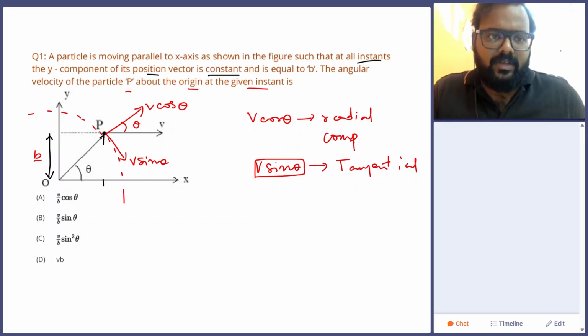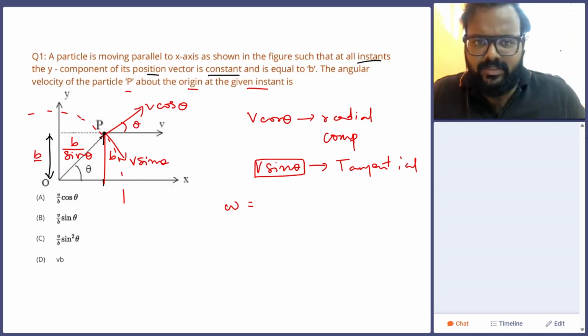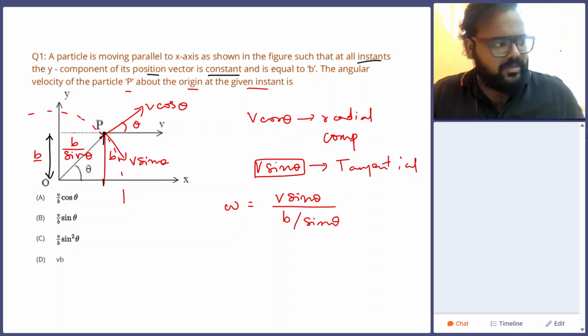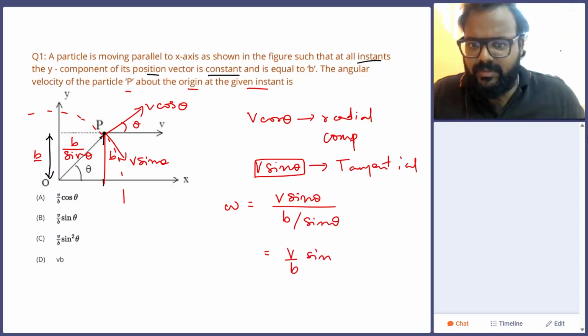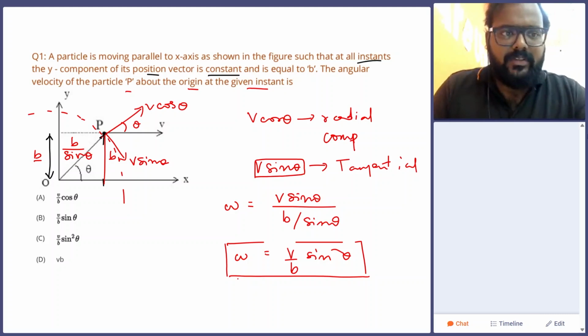Now if this is b, this will be b by sin theta. So directly I can say omega is v sin theta by r, where r is b over sin theta. So we'll get it as v sin square theta by b. This is your omega. Is it clear? Let's go ahead with the next question.